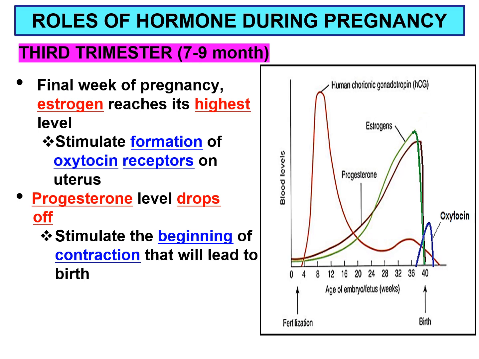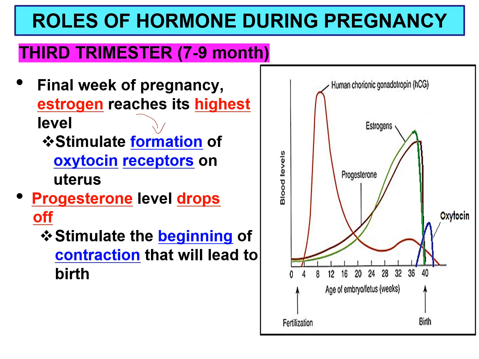The third trimester is between 7 to 9 months. At the final week of pregnancy, the estrogen will reach its highest level. As estrogen reaches its highest level, increasing more than the progesterone itself, this increase of estrogen will stimulate the formation of oxytocin receptors on the uterus.